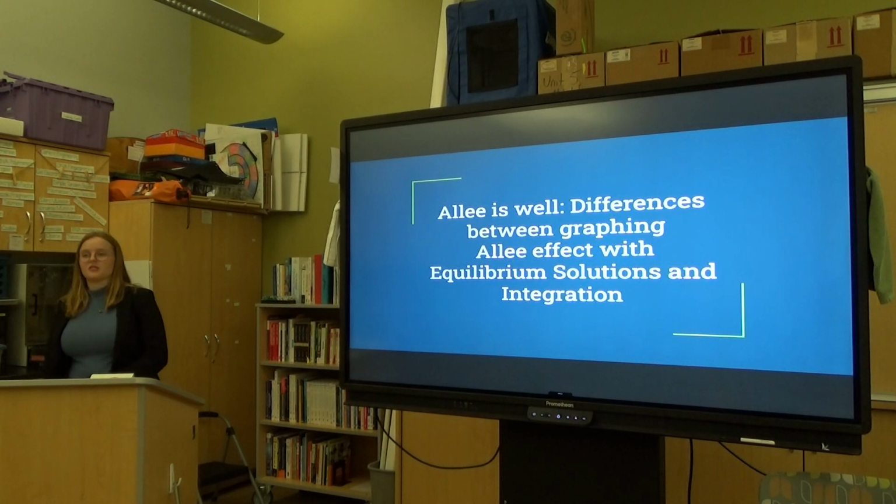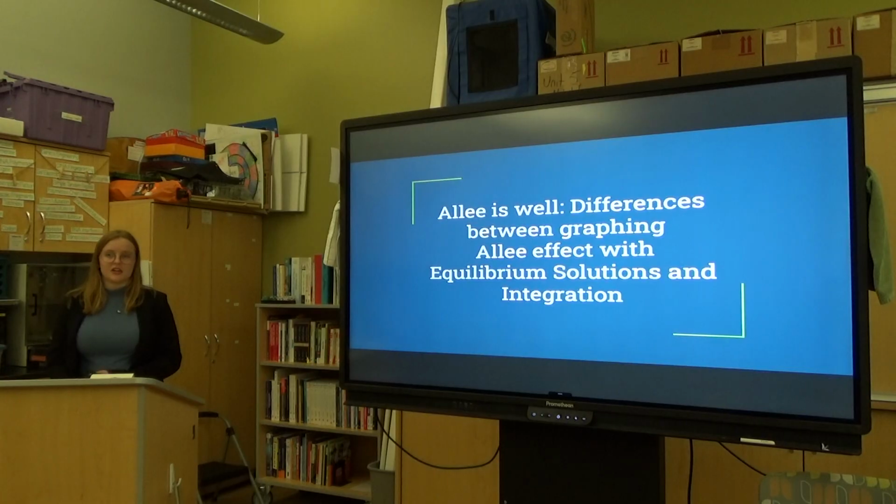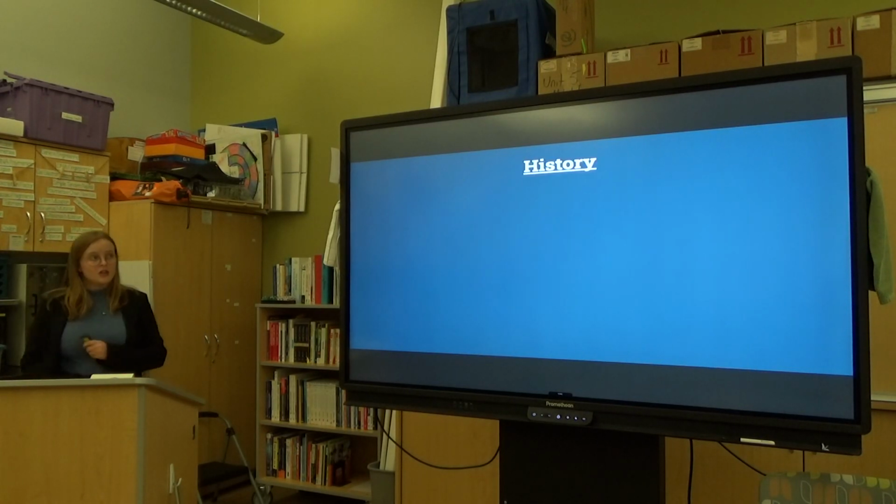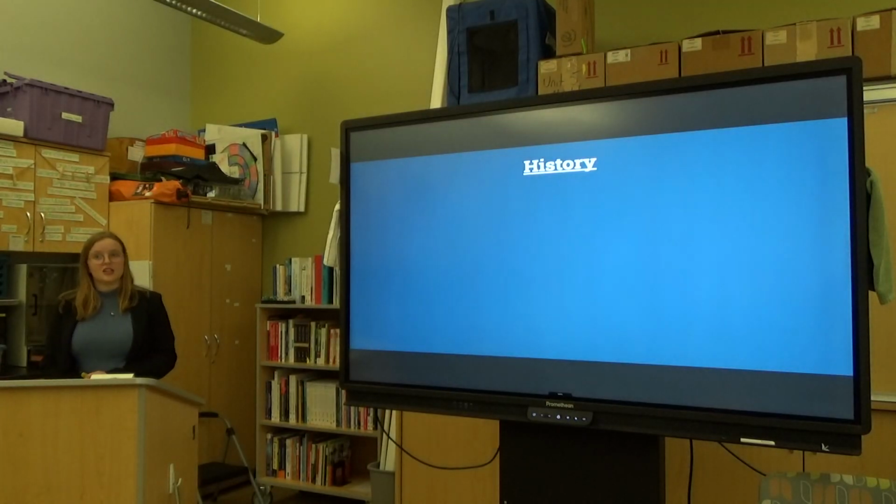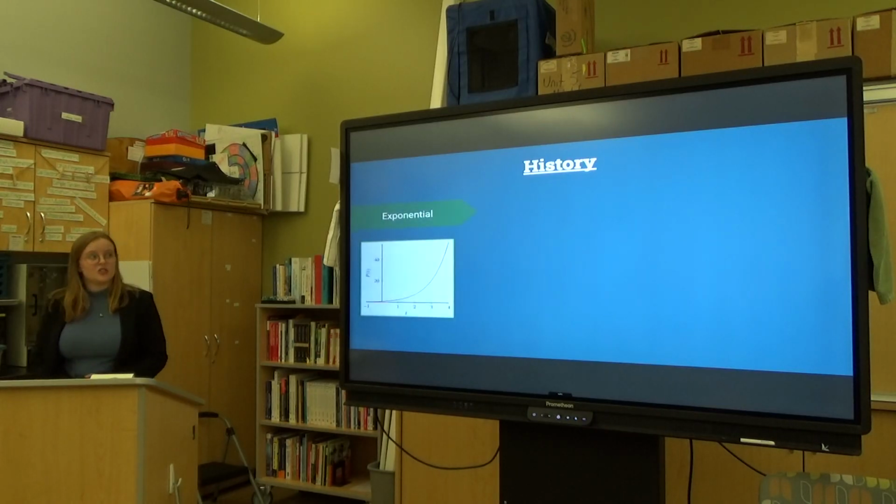My topic focuses on the differences in graphing Allee effect with respect to equilibrium solutions and integration. First off, you need to understand the history of Allee effects, so how it evolved from other math models before it. First is exponential growth. This is when something grows without bound.